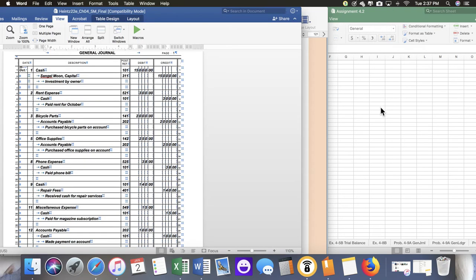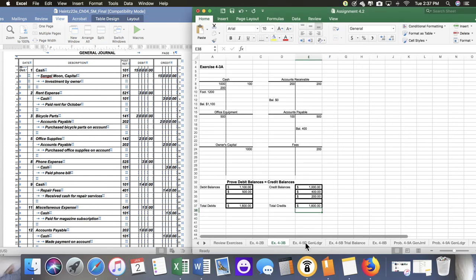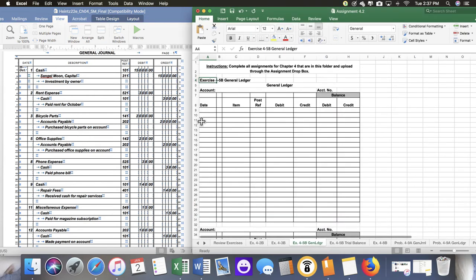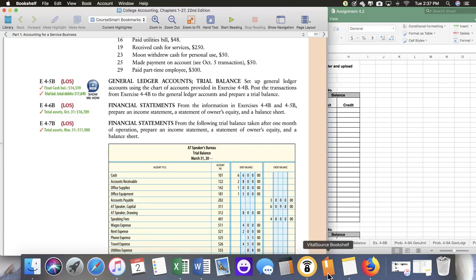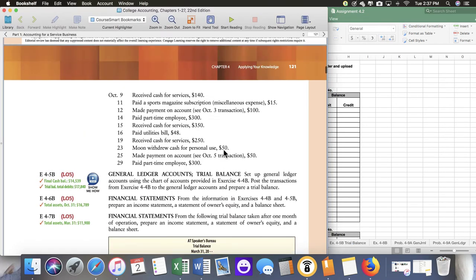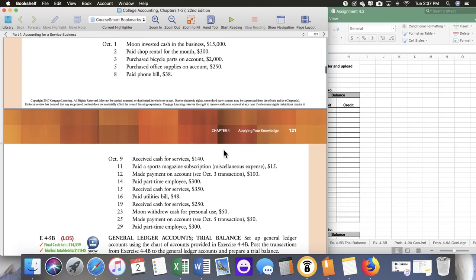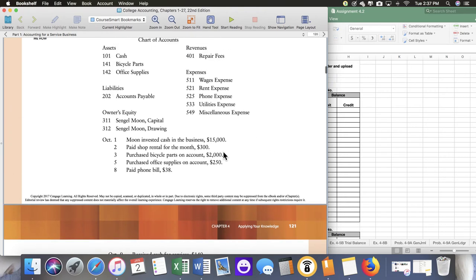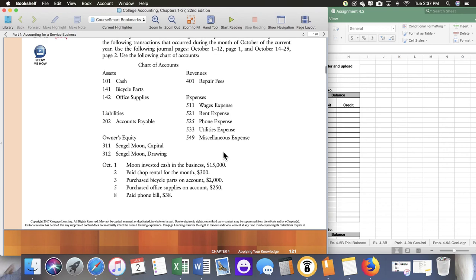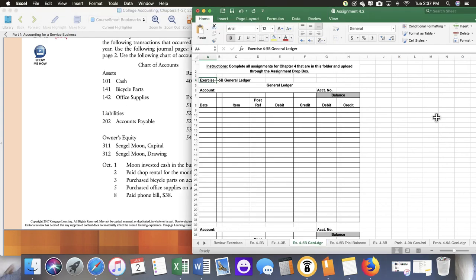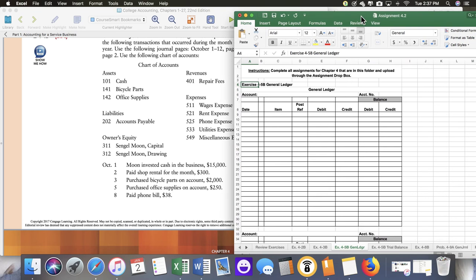Okay, here are the general journal entries for 4-4B. So what we're going to do for the general ledger is fill out the information. We have to fill out each account and list the account number. So we'll go back to the book and it gives us the chart of accounts in 4-4. So you're going to need to look at 4-4 to complete the first part of the homework. So we're going to use the accounts listed. So we have cash. Cash is always going to be the first account listed.